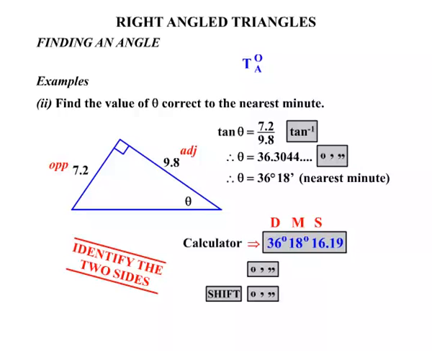So we wanted to round off to the nearest minute. That's 36 degrees 18 minutes so far. We still look at the next bit, the seconds. And the cutoff point is 30. If it's less than 30, which it is, we leave it alone. If it was more than 30, we'd bump it up to 36.19. But given that it's less than 30, we're going to leave it as 36 degrees, 18 minutes.